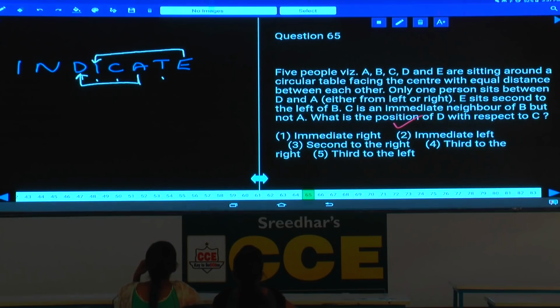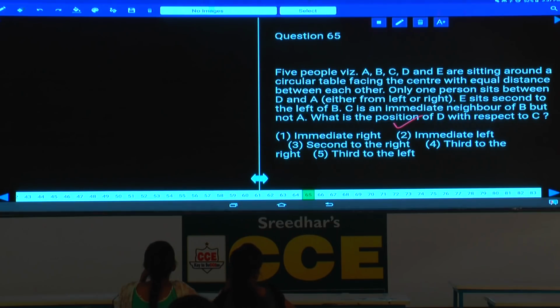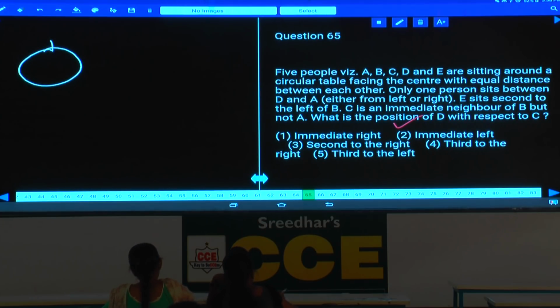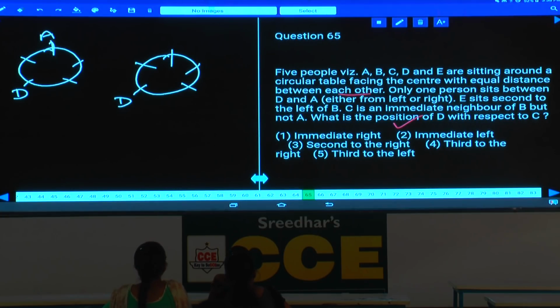Then finally, question number 65. 5 people A, B, C, D and E are seated around a circular table facing the center, with equal distance between them. Only one person between D and A. One person between D and E. If you take D at this place, A can be here, that is A is to the left of D, or the second possibility, A can be to the right hand side of D. Only one person between A and D, either from left or right.